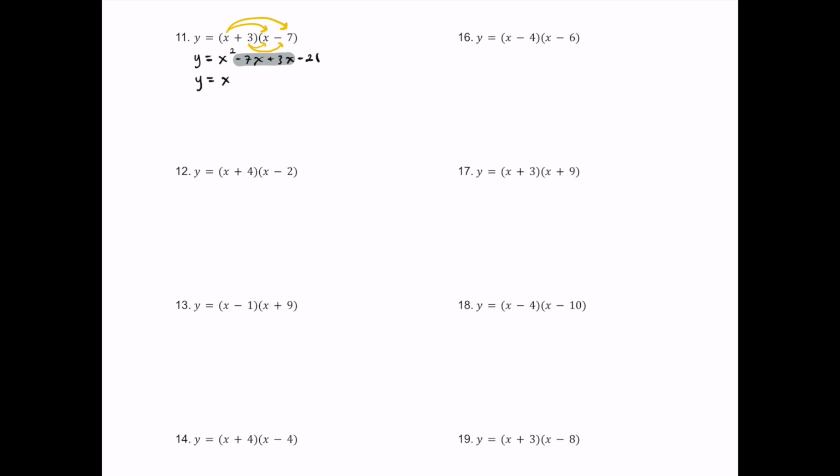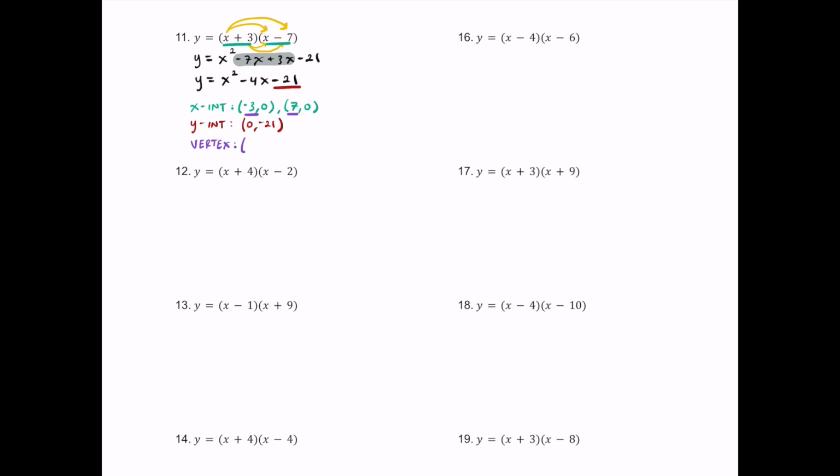The trinomial here will be y is equal to x squared minus 4x minus 21. And from this, we can find out some more information. Take a look at the binomials. Our x-intercepts are going to be (-3, 0) and (7, 0). For our y-intercept, when x is 0, we'll find out that y will be equal to -21.